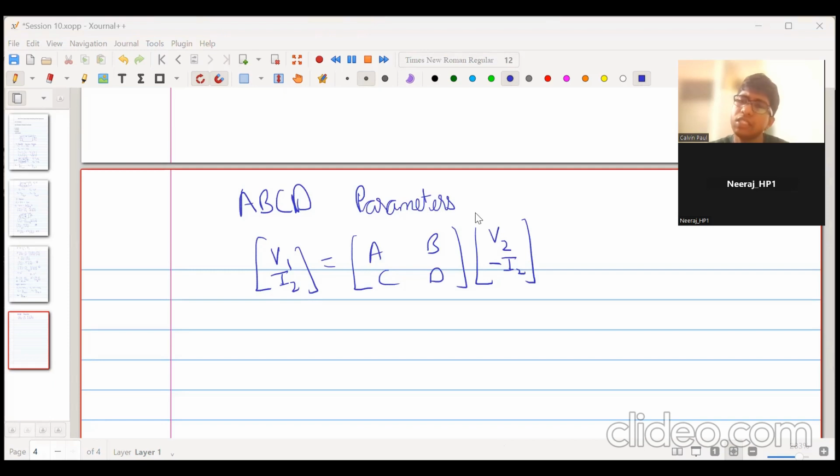See, such parameters are useful for the small signal model of a BJT. They use these H parameters for that. ABCD parameters are useful for transmission lines. When they try to characterize a transmission line, they use a pi model or a T model, and such stuff. They use these ABCD parameters for that.